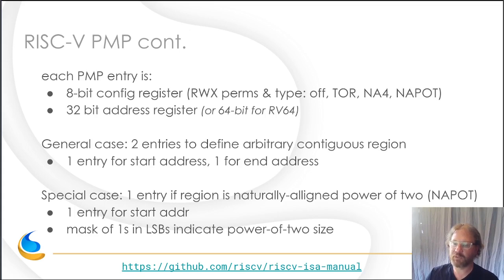However, there is a special case. If the region you want to protect is a naturally aligned power of 2, then you use one entry for the starting address, and then in the address register there's a special way to set up a mask in the least significant bits to indicate the size of the power of 2 size. So in that case, if you define the regions that you want to protect in the right way and they are naturally aligned, you can limit the number of PMP entries that you would use.